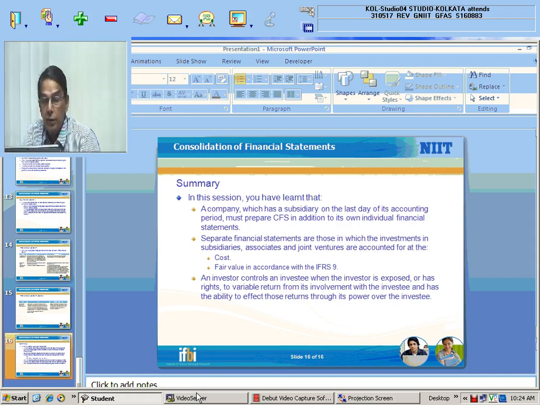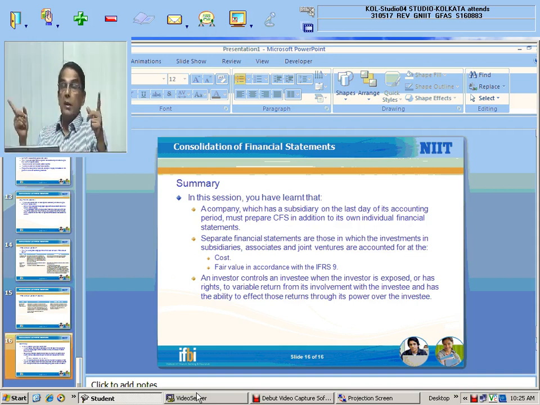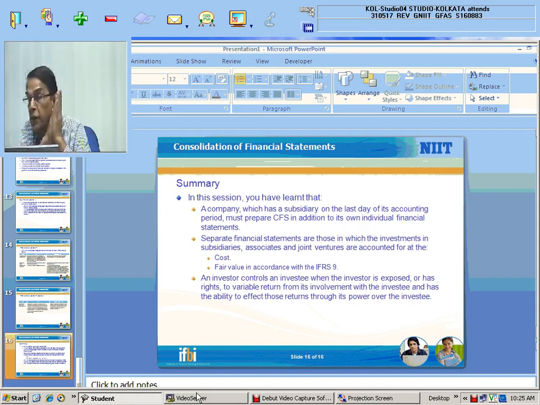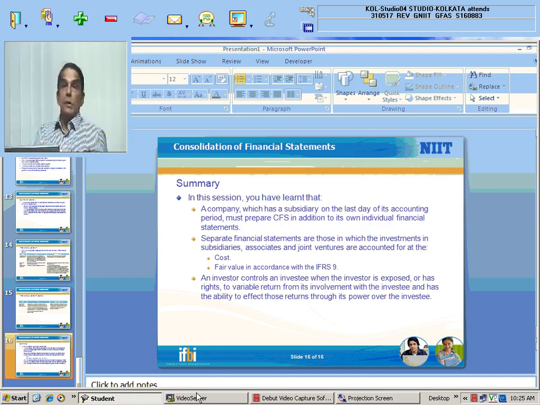An investor controls an investee when the investor is exposed, or has rights, to variable returns from its involvement in the investee and has the ability to affect those returns through its power over the investee. So three things are important. The investor must have power over the investee. It must be exposed to variable returns from its involvement or investment in the investee. And thirdly, it has the ability to use the power to affect those returns. So these are the 3 points to be considered regarding control.